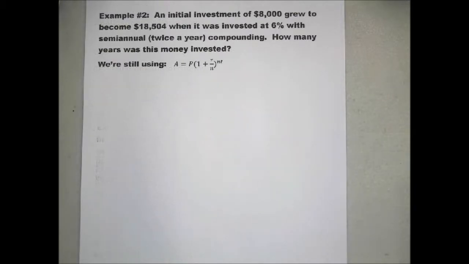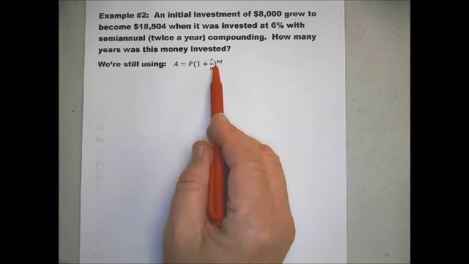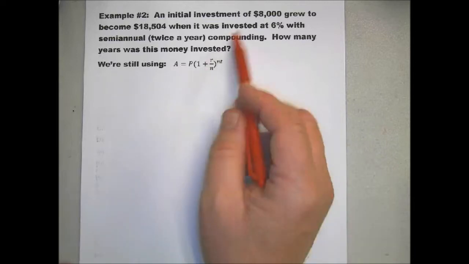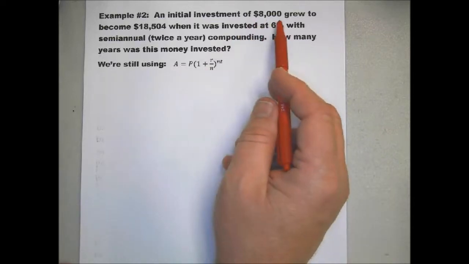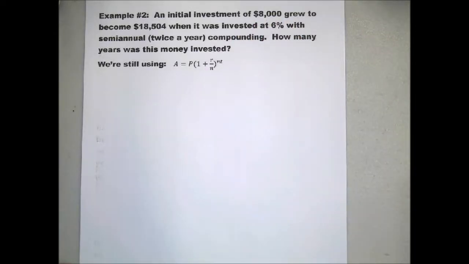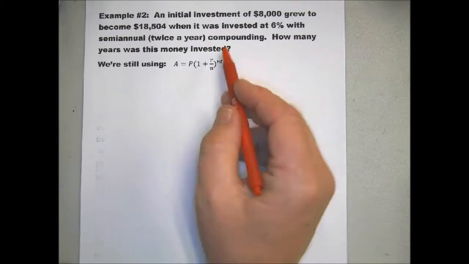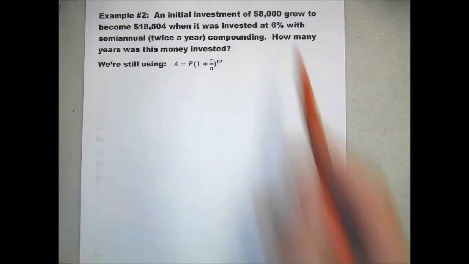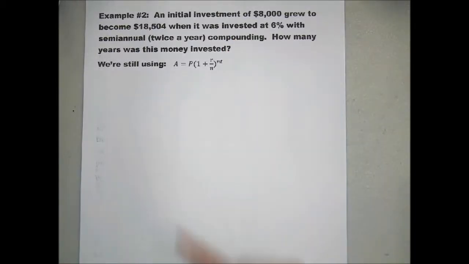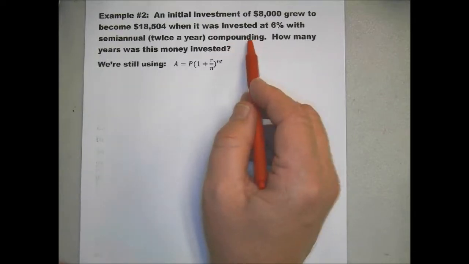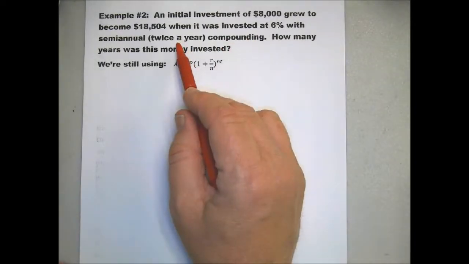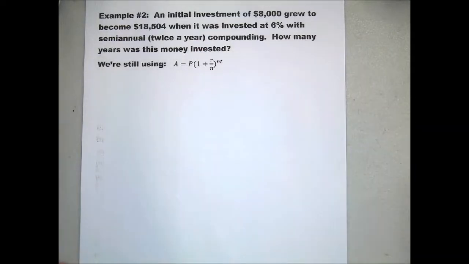The next example is similar to what we just did. In fact, we're still going to use the same formula. An initial investment of $8,000 grew to become $18,504 when it was invested at 6% with semi-annual compounding. That means it's only going to compound twice a year. How many years was this money invested?